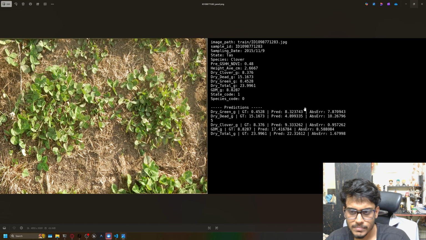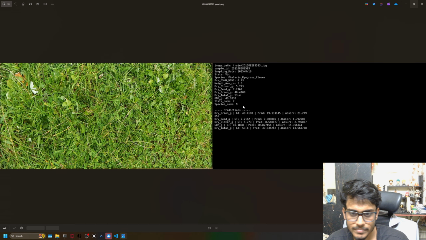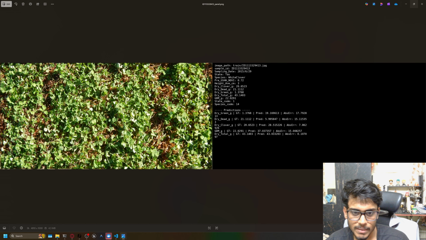Let's look at some other images. Here I guess there were pretty many dead particles. There are many straws I can see, so dead should be high, and yes, dead is very high. My model has a 2.9 margin error. Here I can see some clover and greenness, so it should be a mixture of that. Greenness is 40 and my model is saying 19, that's not good. Clover is 5 and my model is predicting 8, a plus 2 margin. So this is how my model is predicting.